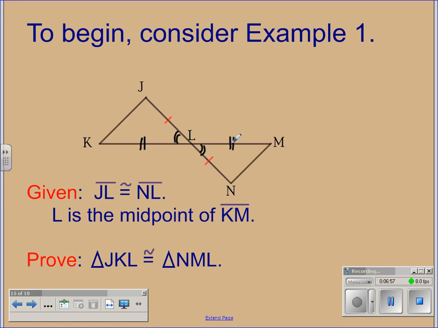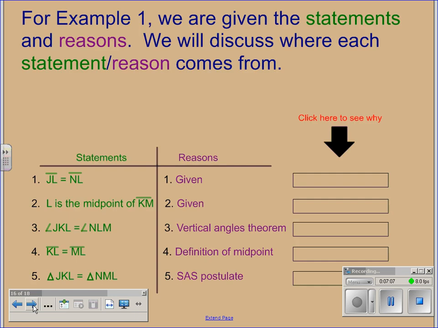Lo and behold, these triangles are equal. And you could look at them now and say, oh, Mrs. Cable, they're congruent because of SAS. And I'd say, you're right. And this is what that proof would look like.